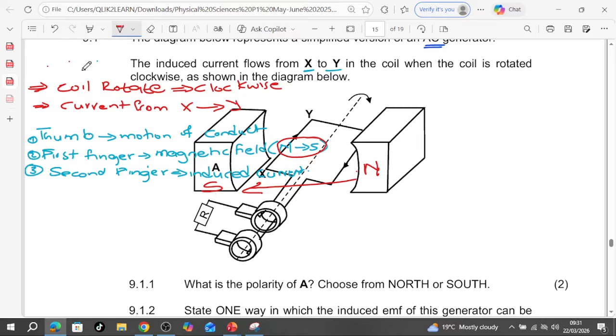Now the question said, what is the polarity of A? So the polarity of A, the answer is south. So the correct answer here is south.